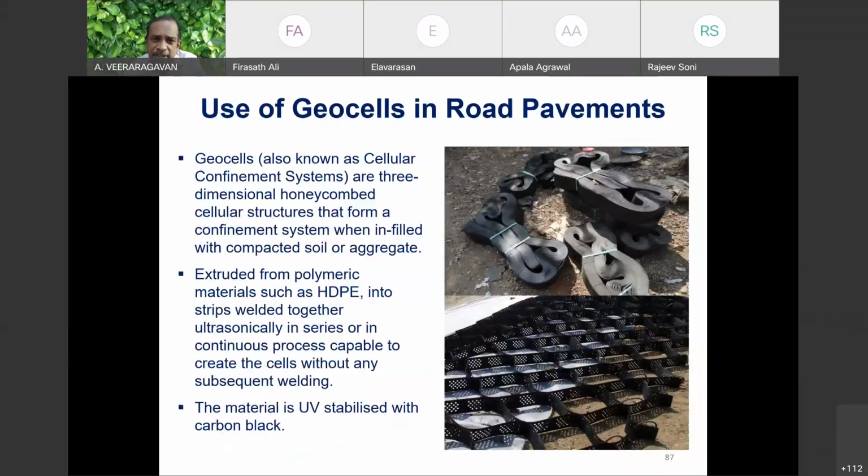I strongly believe the future of Indian highways is on the use of geosynthetics. They are cellular confinement systems. They have perforations. They enable permeability, horizontal permeability as well as vertical permeability. The material fill layer can be dry. With the result, the load carrying capacity is much, much better. They are ultraviolet stabilized with carbon black, so they can last longer.